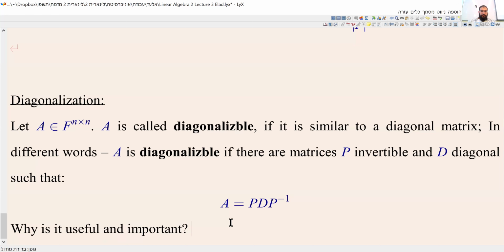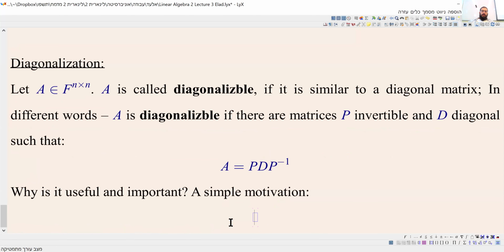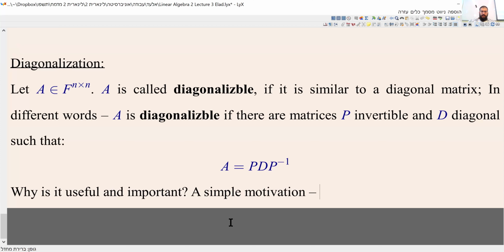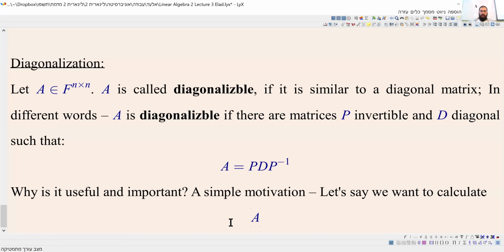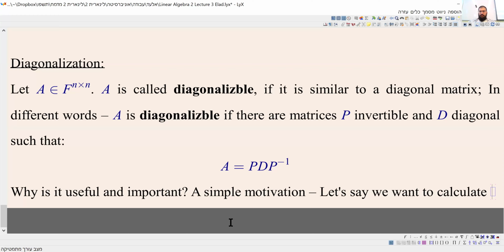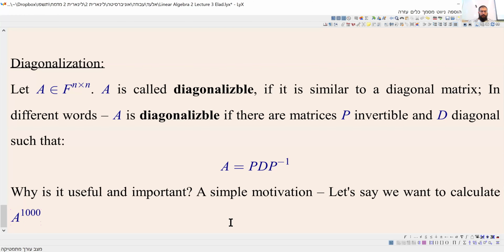Let's have a simple example. A simple motivation. It's not the whole picture, but we can start from here. Let's say we want to calculate A to the power of a large number, 1,000. Okay.